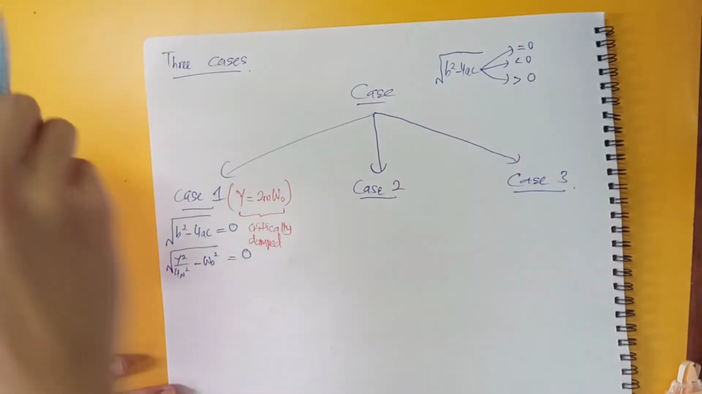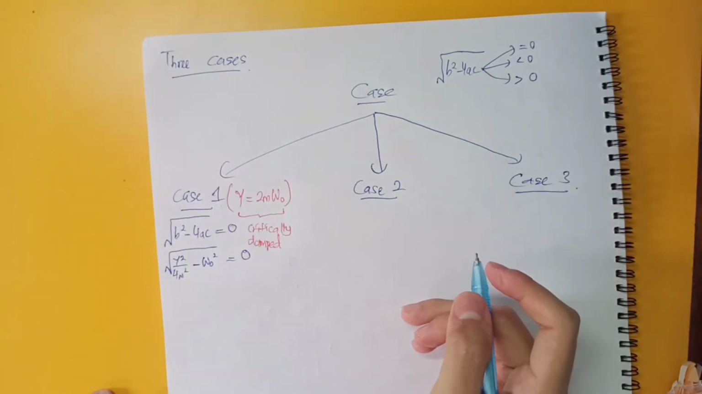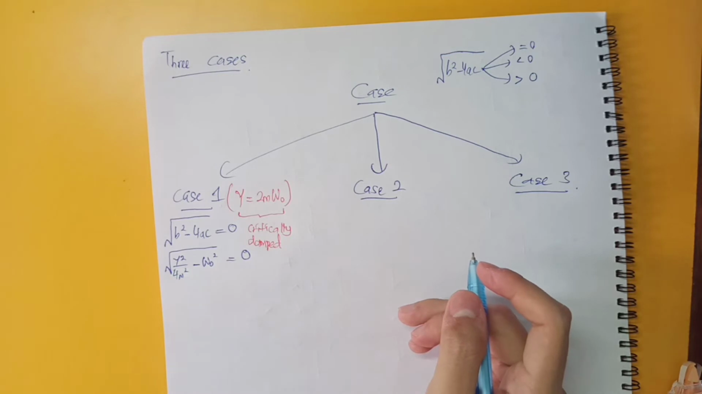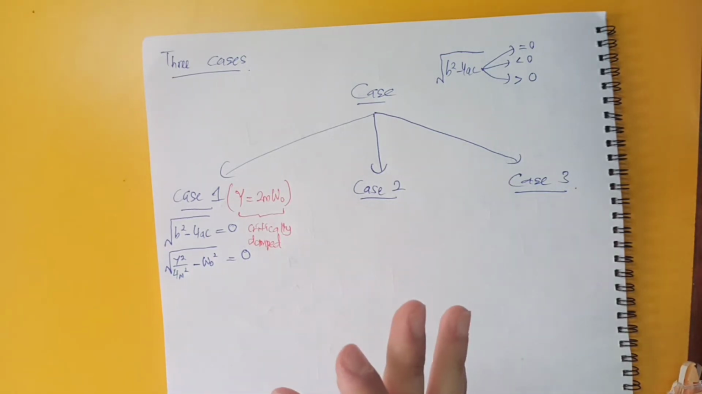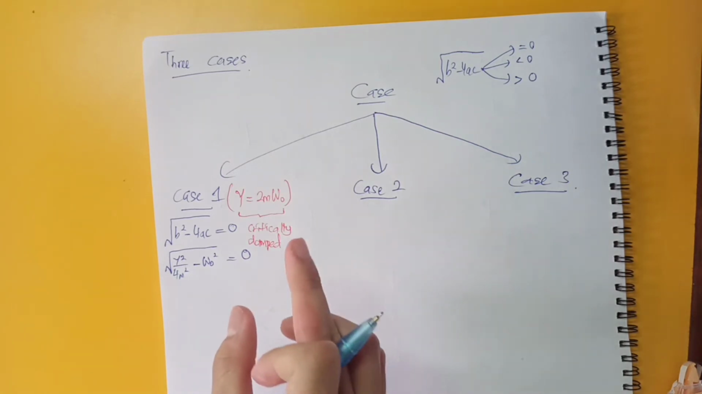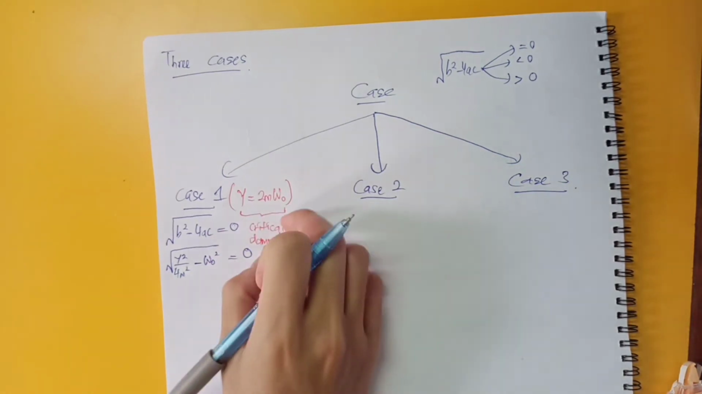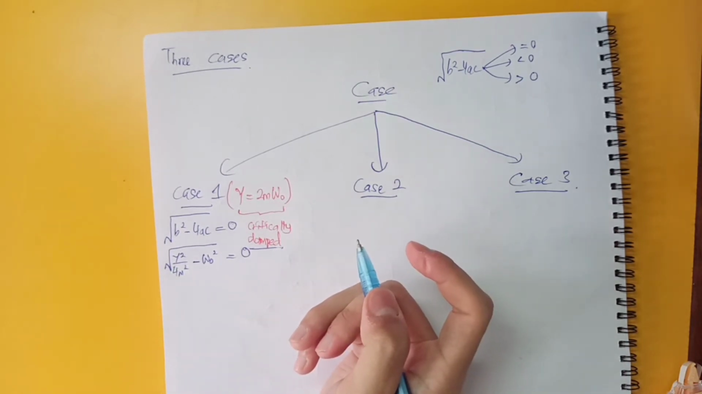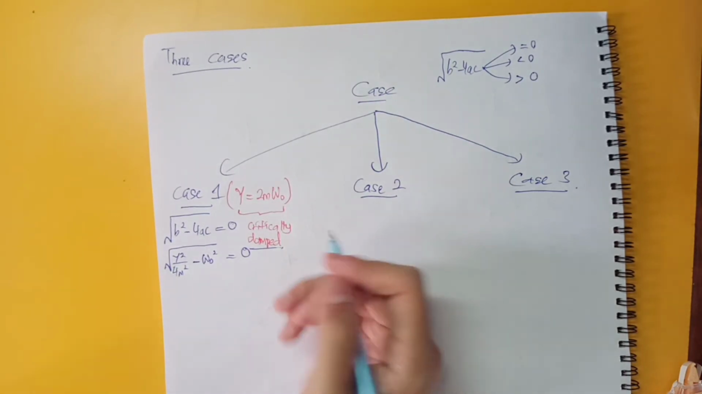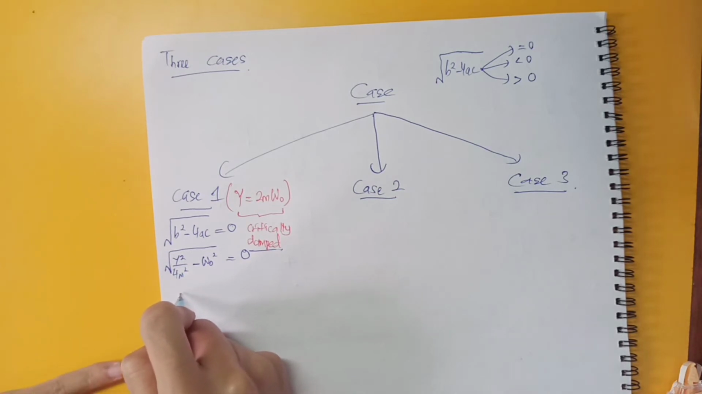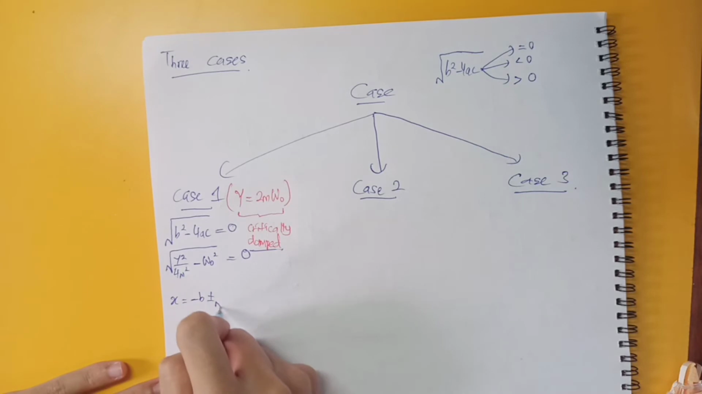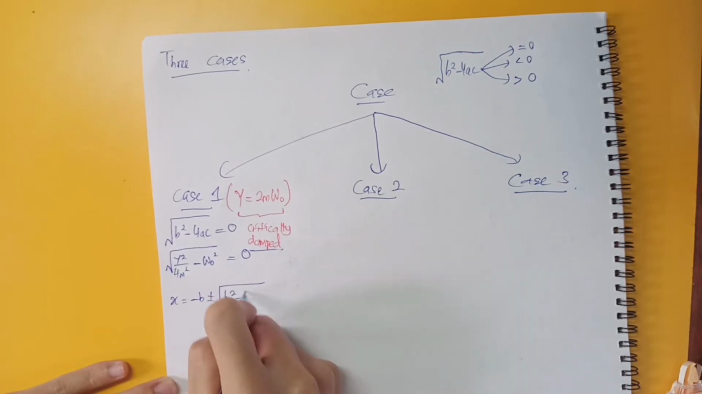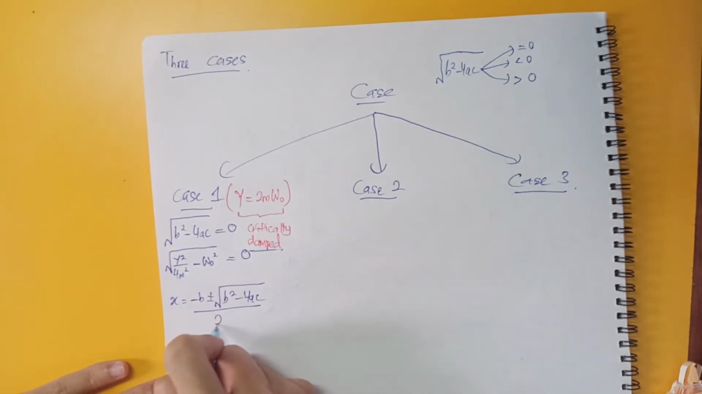Now we can find a solution to form the displacement of the damped oscillation in this critically damped case. Let's go back. We know that x is equal to negative b plus minus square root of b square minus 4ac over 2a, right?